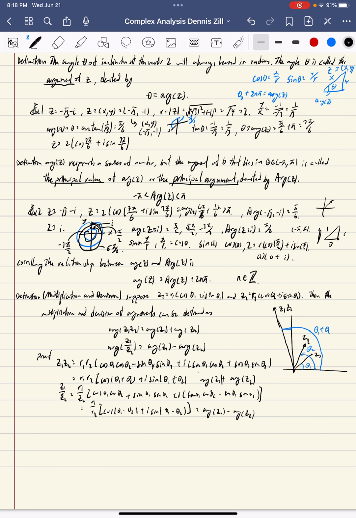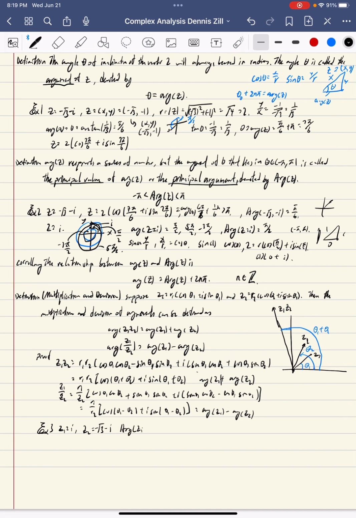Now let's do an example just to verify it. We've proved it, and now you have example 3. Perhaps z1 is equal to i, and z2 is negative root 3 minus i. We know the argument of z1 is pi over 2. It is the principal argument, but I will just refer to it as argument. Look at my notation: if it's capitalized, then it's the principal argument. And then you have 5 pi over 6. Sorry, I missed the 5.